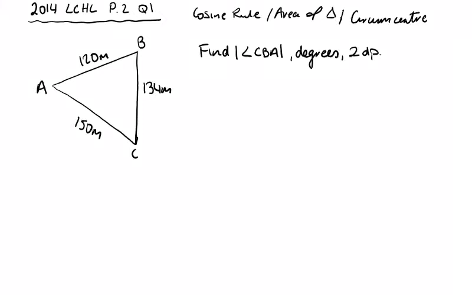2014 Leaving Cert High Level Paper 2 Question 1 is trigonometry. You're given this triangle and you're given information about it. I've put the information on. AB is 120, BC is 134 and AC is 150, and you're asked to find the measure of the angle CBA, which is this one in here.